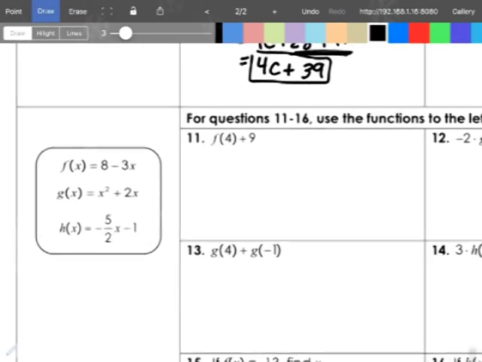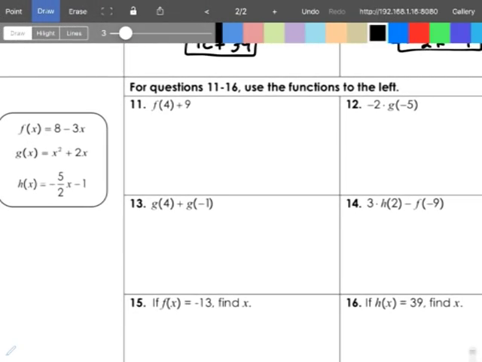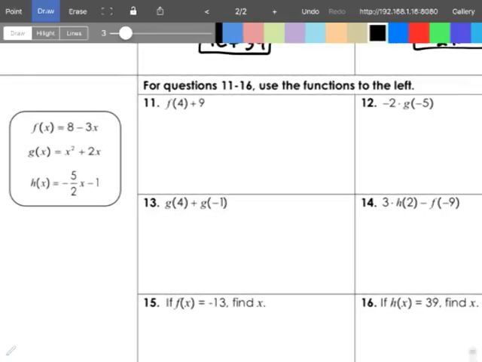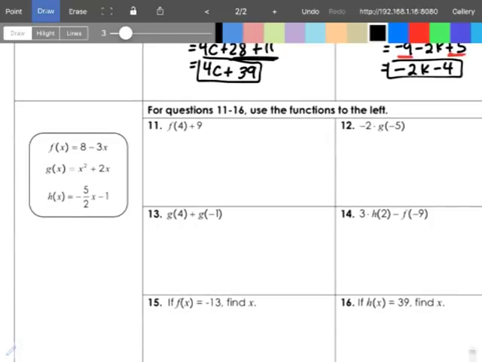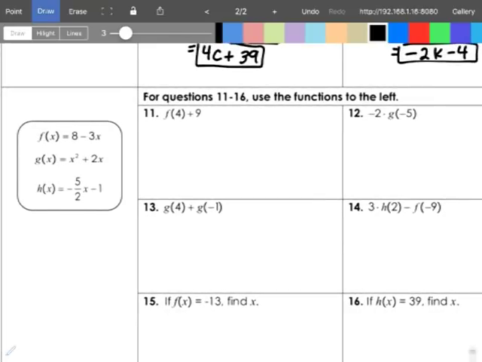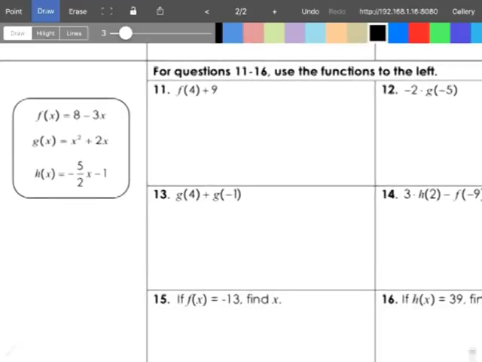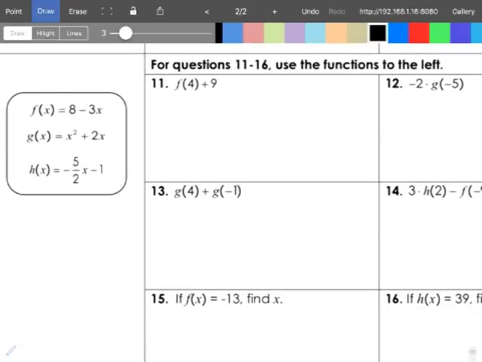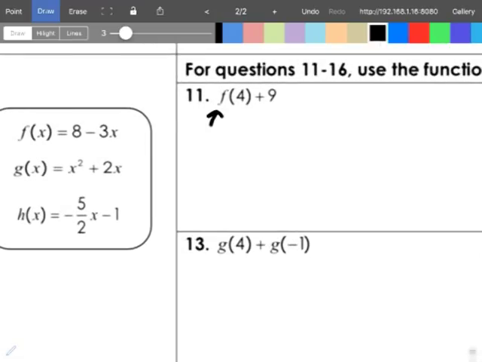Okay. Now, it says for questions 11 through 16, use the functions to the left. So f of 4 plus 9. I'm going to look at f of x. Now this f right there tells me which function to use. That tells me, okay, I'm going to use my f of x function because I see that f there.